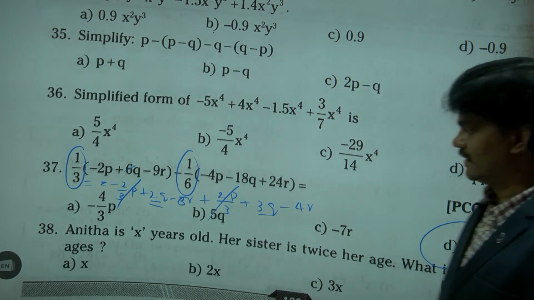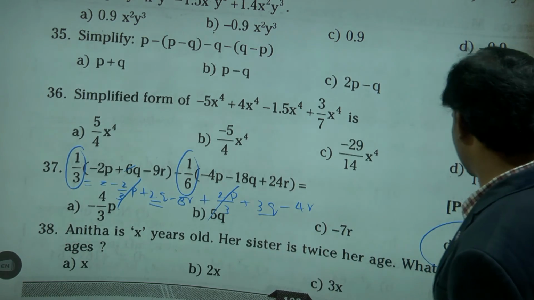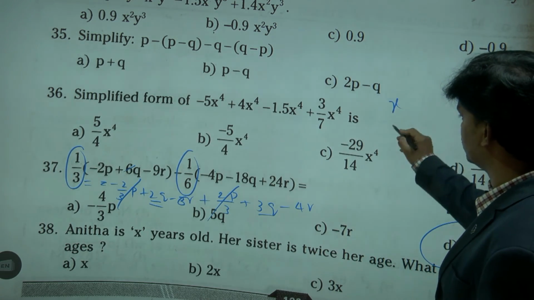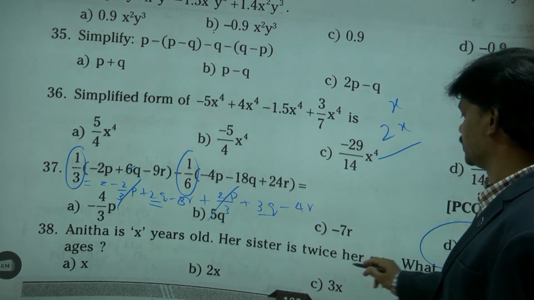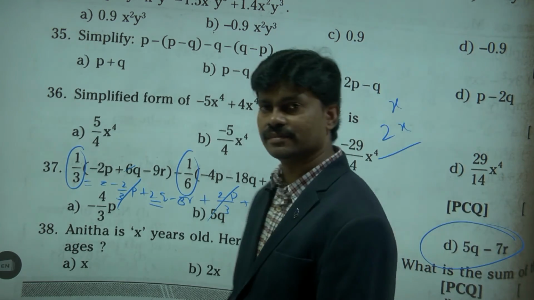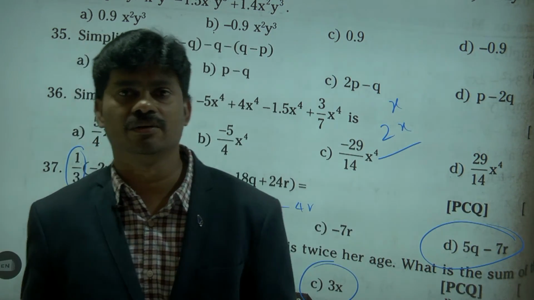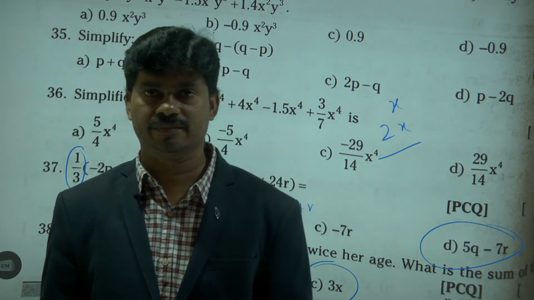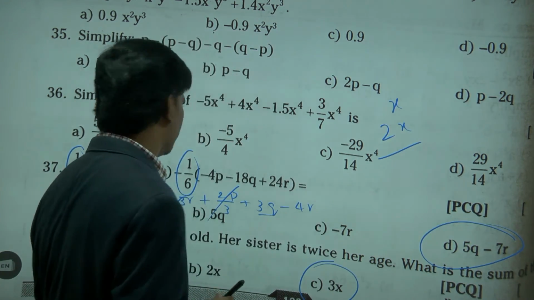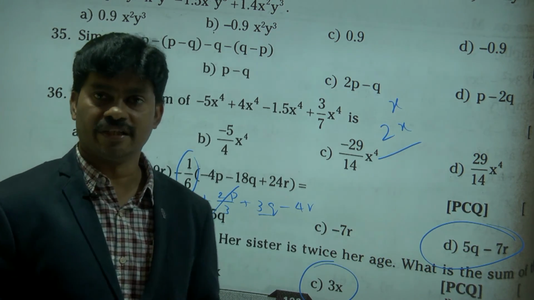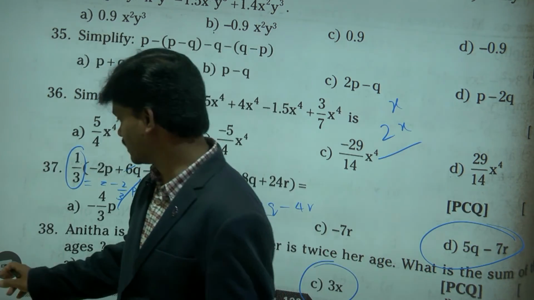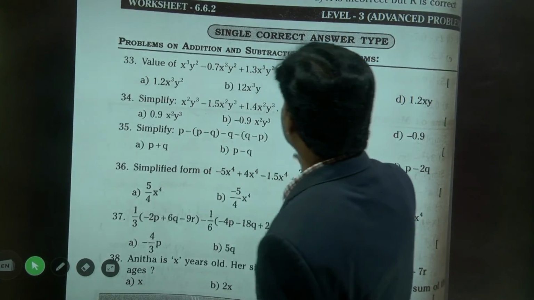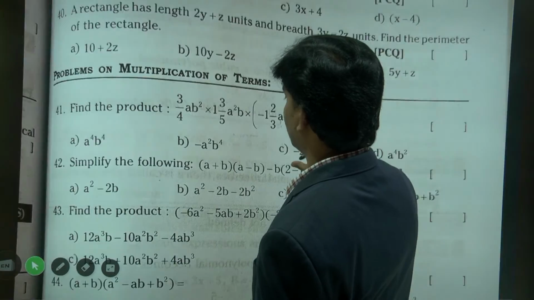Right. Anita is x years old, her sister is twice her age. What is the sum of their ages? Anita is x, sister is 2x. What is the total? 3x. Right. A mathematical statement is given, we have to convert it into an algebraic expression, then we have to simplify that. So in this session we have completed almost 38 objectives, and the rest of the objectives I will just show you. You can practice these objectives.